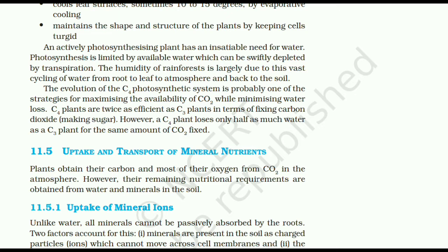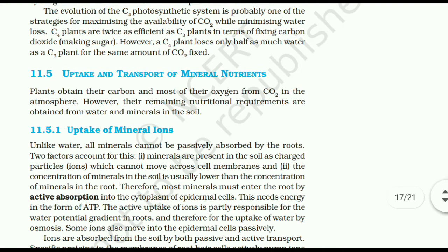C4 plants are twice as efficient as C3 plants in terms of fixing carbon dioxide. However, a C4 plant loses only half as much water as a C3 plant for the same amount of CO2 fixed. 11.5 Uptake and transport of mineral nutrients. Plants obtain their carbon and most of the oxygen from CO2 in the atmosphere. However, the remaining nutritional requirements are obtained from water and minerals in the soil.